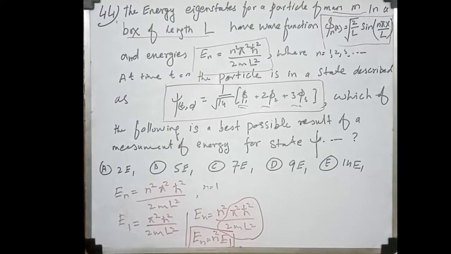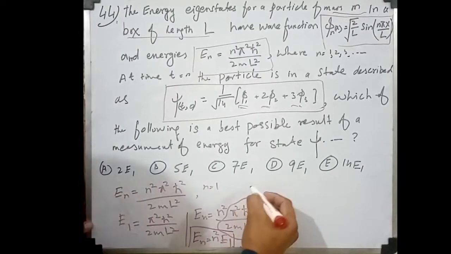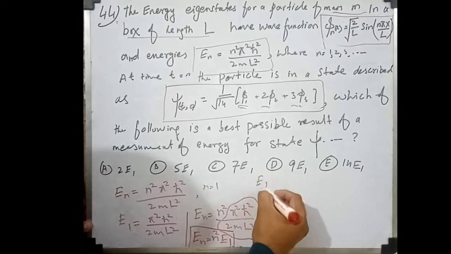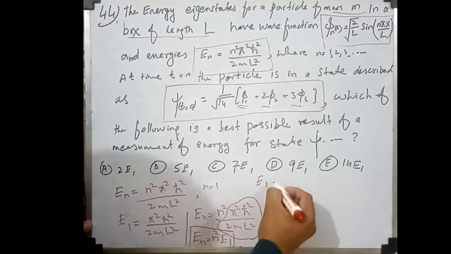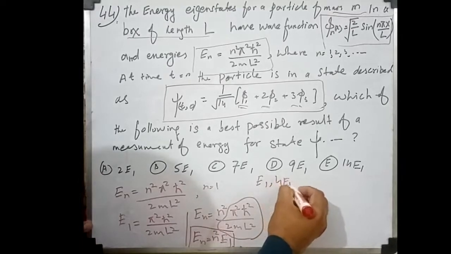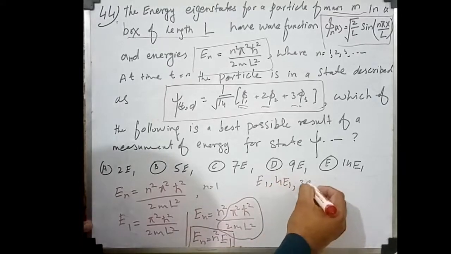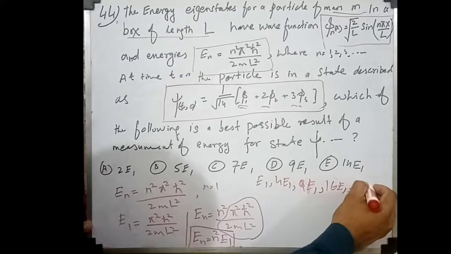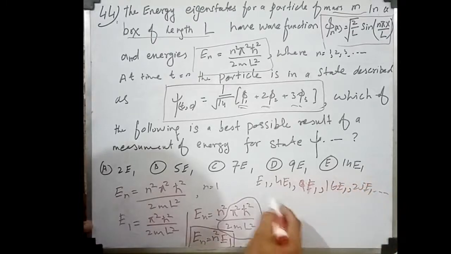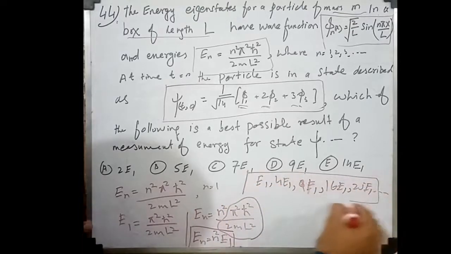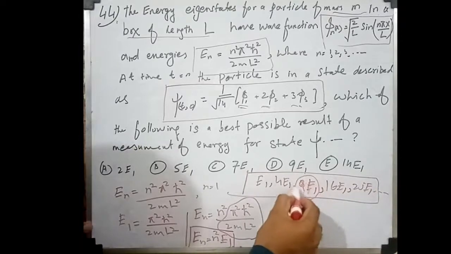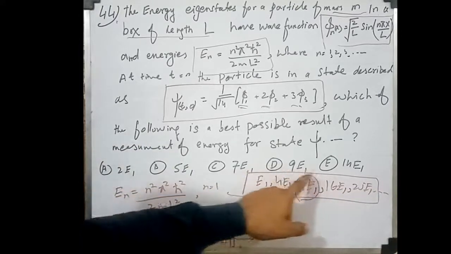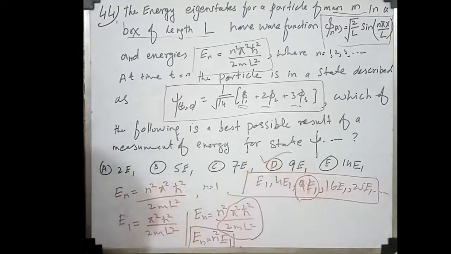So we can see from this that the possible energies are E1, then if n is equal to 2, this is 4 E1, then if n is equal to 3, this is 9 E1, 16 E1, 25 E1 and so on. So we can see from this that 9 E1 is a possible energy out of all these. So part D is our right option.